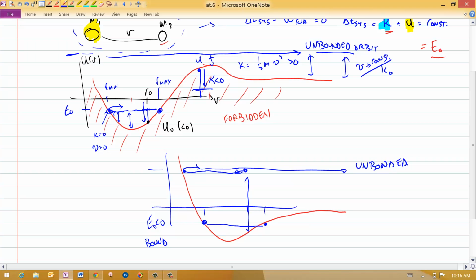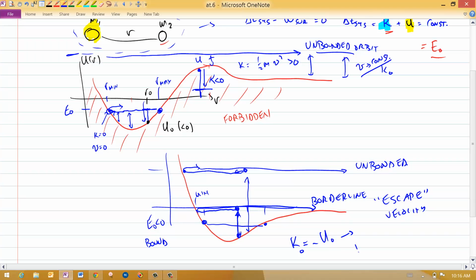And if you've got an energy that's exactly zero, so if I start right here with that much kinetic energy, I go in, I turn around, and I go out. This is the borderline. This is the escape velocity. If you start right here, you need exactly that much kinetic energy, so the kinetic energy is equal to negative the initial U. If you've got that set up, then you will come into some minimum, but you also go out to some maximum. That is, you don't fall back to the ground.